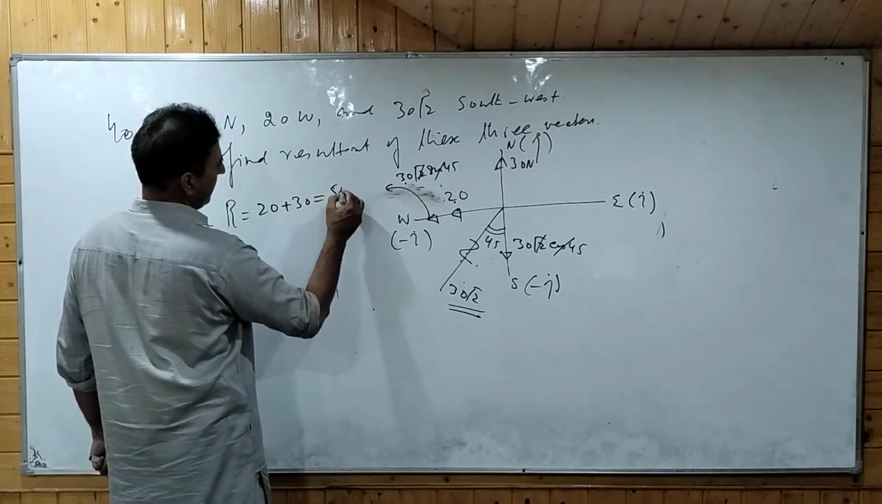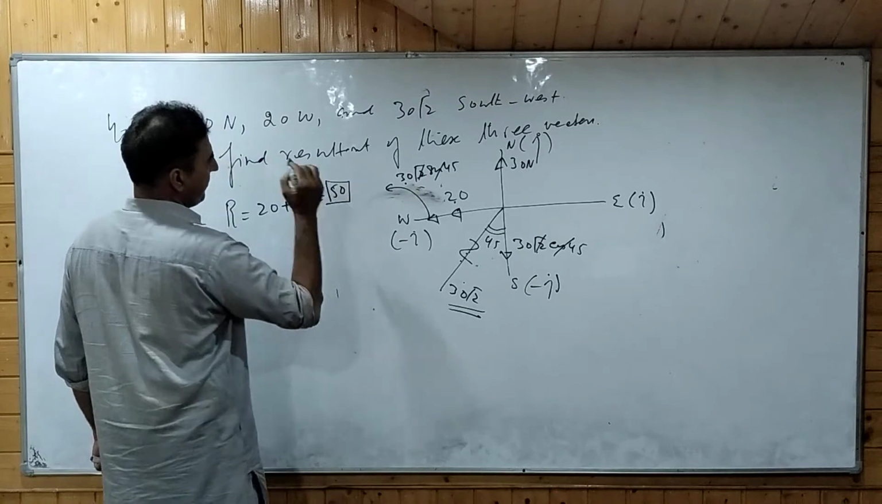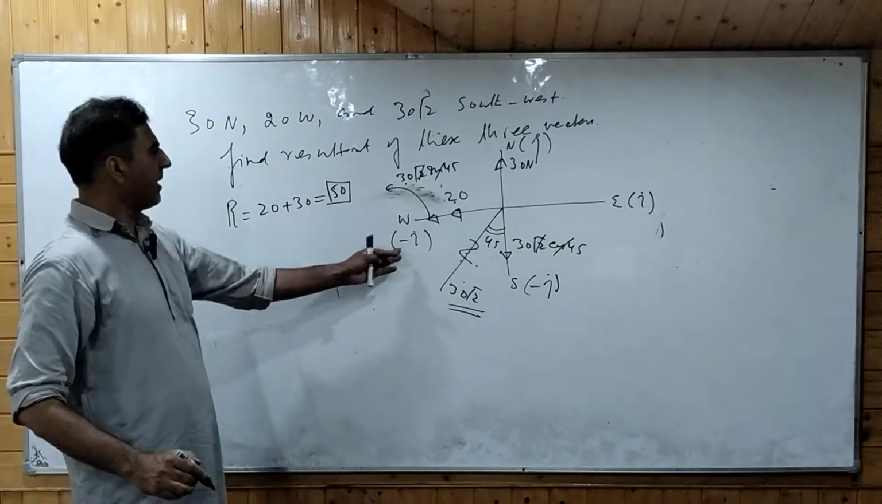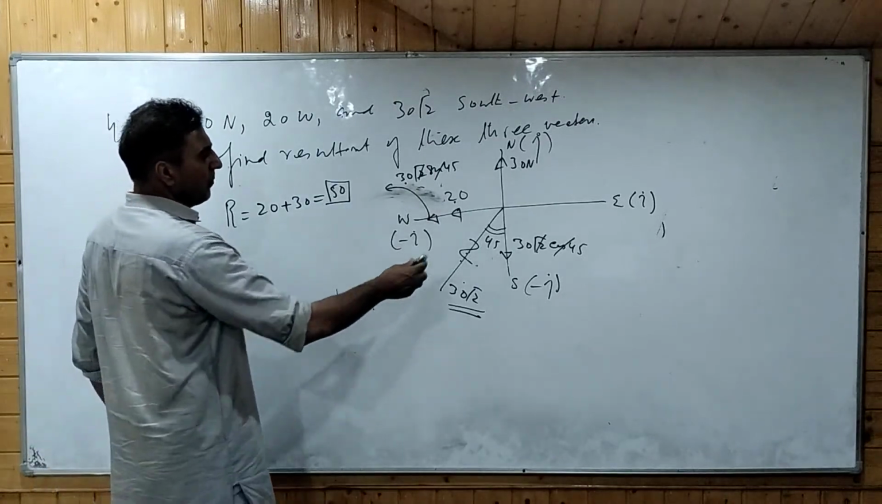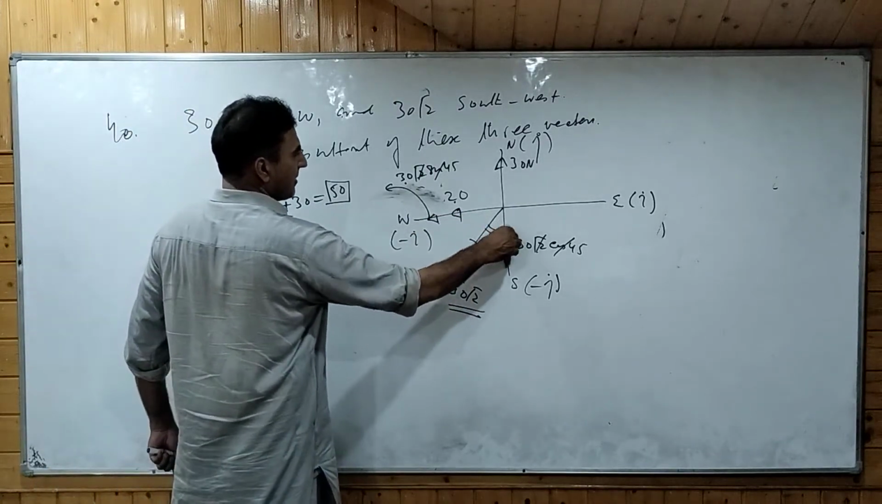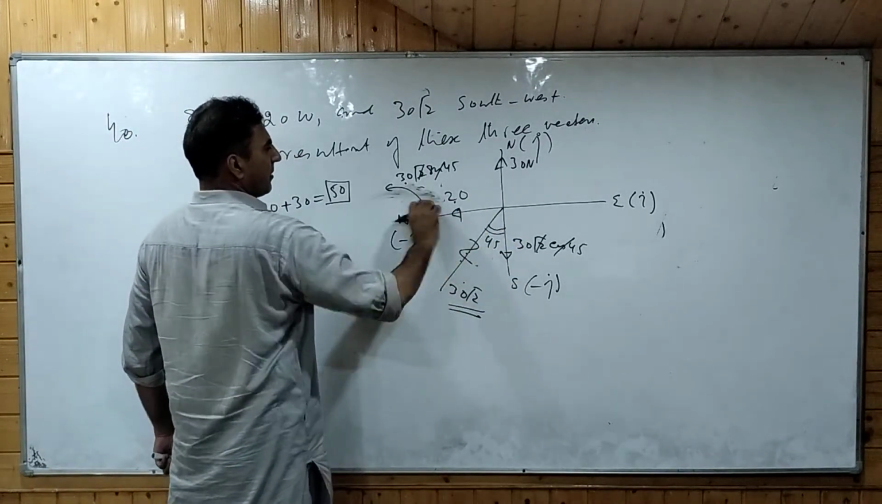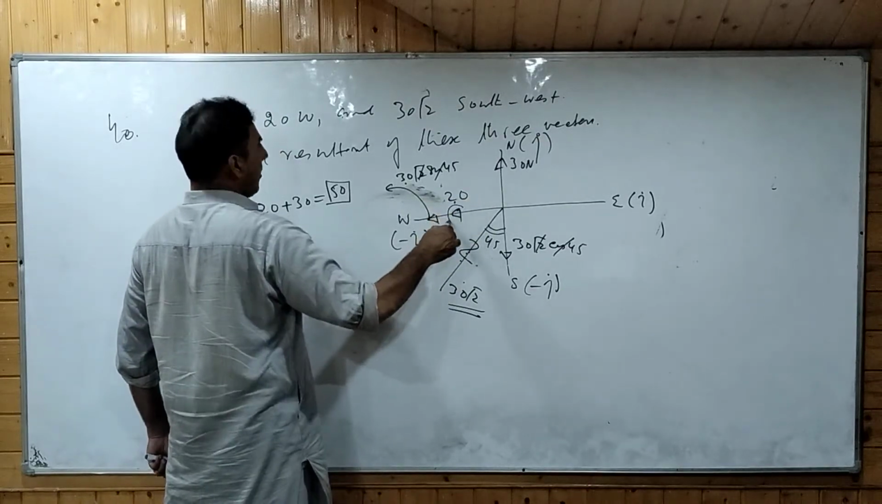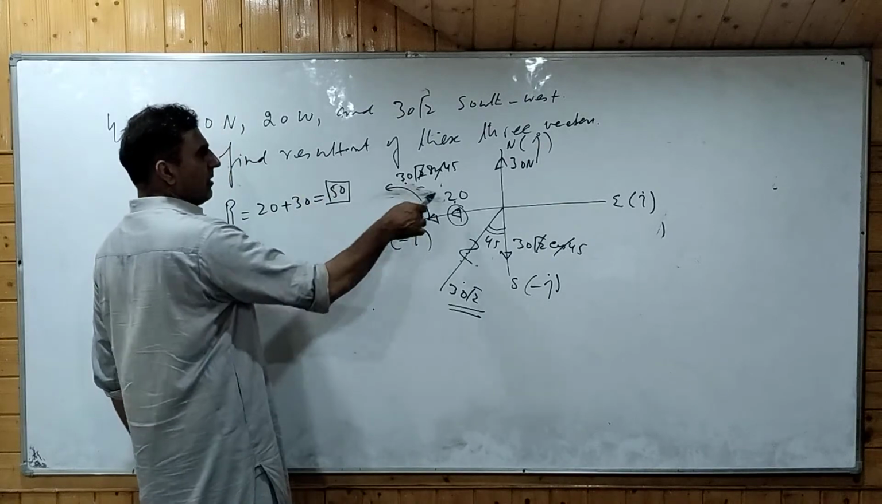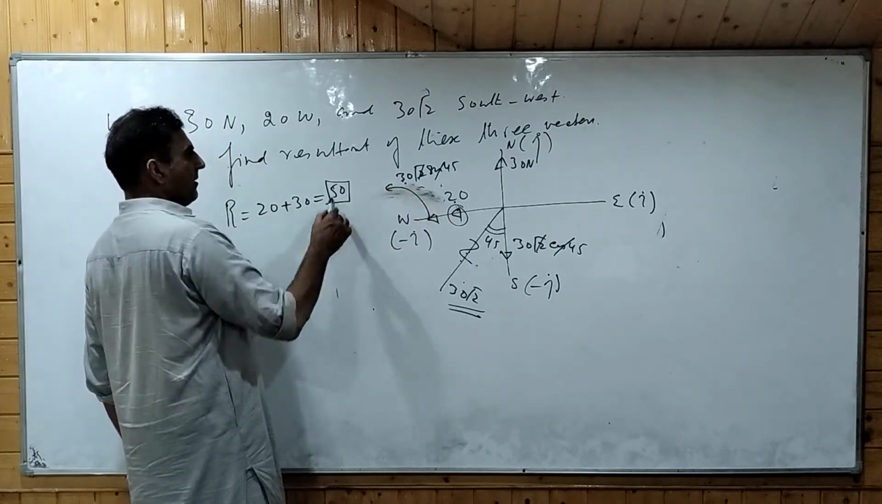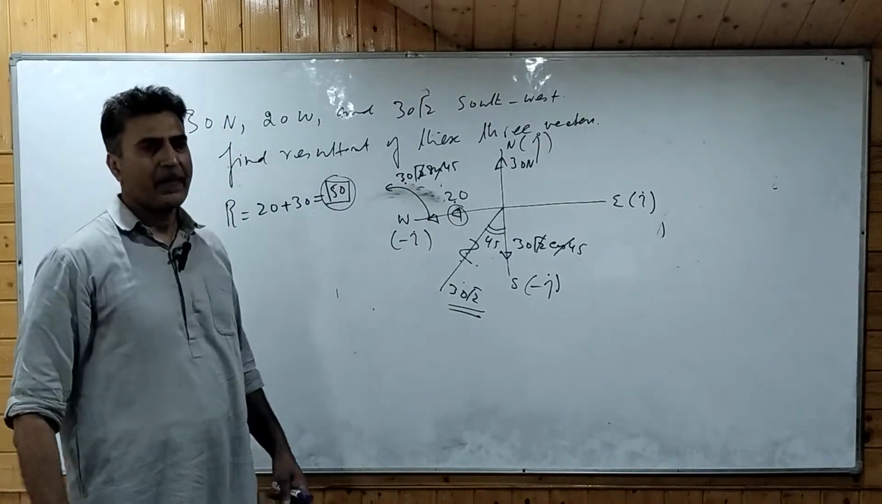that is 50. That is the answer. 50 units is the answer. And direction is minus west direction. That is obvious from here. So when you put in two components, this component cancels with this component. The two components add up to 20 already here in the west direction. 30 also comes in the west direction. 20 plus 30 is 50. So that is the answer.